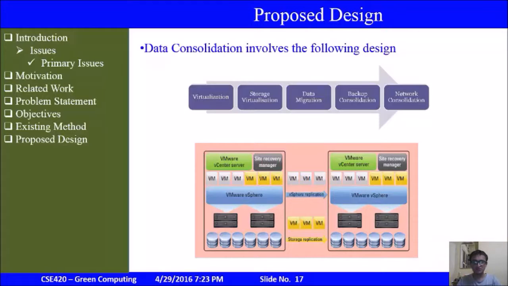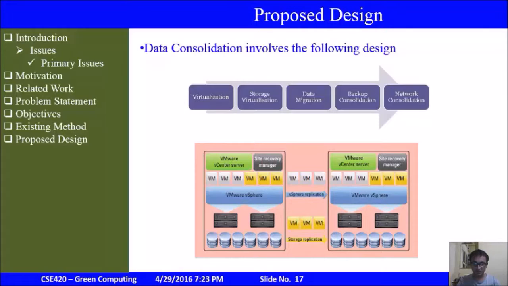The data consolidation involves the following design. First one is the virtualization, then comes the storage virtualization, data migration, next is backup consolidation and network consolidation. This is the basic design of our paper.